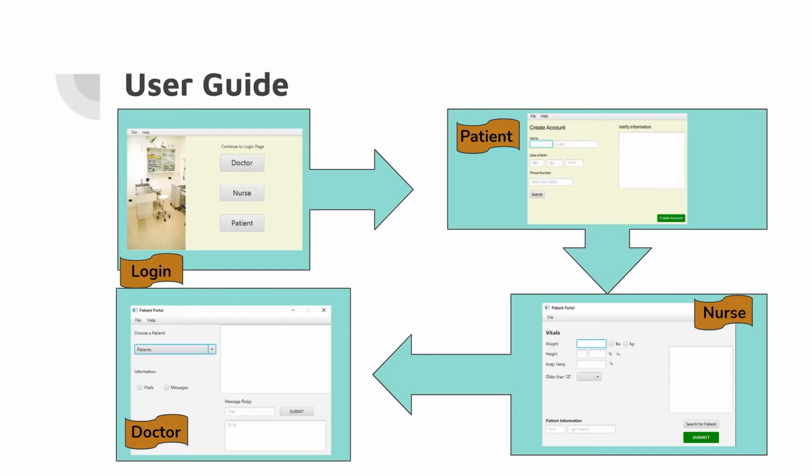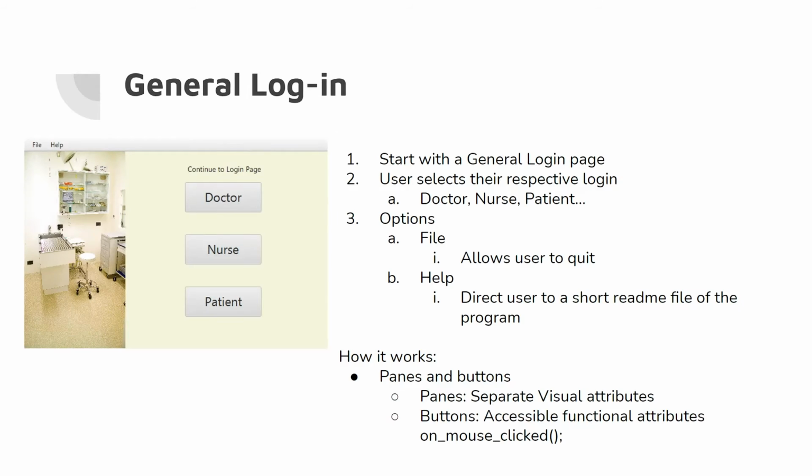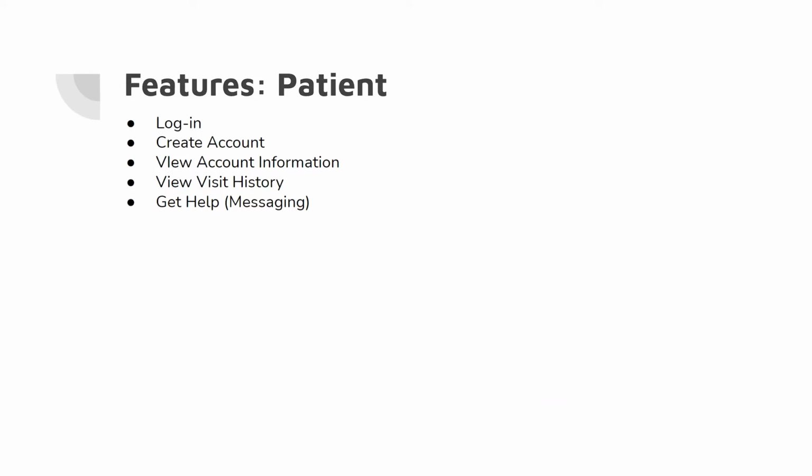Next up is our user's guide. The user's guide will start with a general login. The general login will have the respective logins for the doctors, nurses, and patients. They will be given options to either quit the application or get help from a short README file on how the program works. For this page, how it works is you'll have panes and buttons. The panes will separate the visual attributes, and the buttons will be the functional attributes.